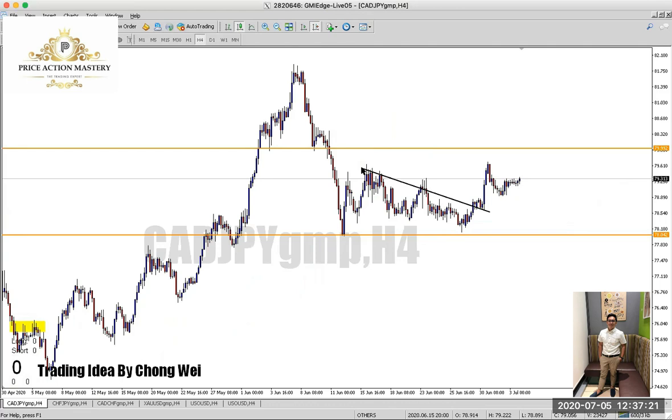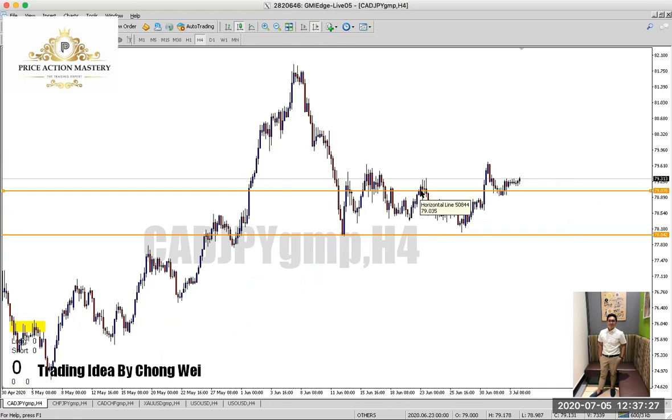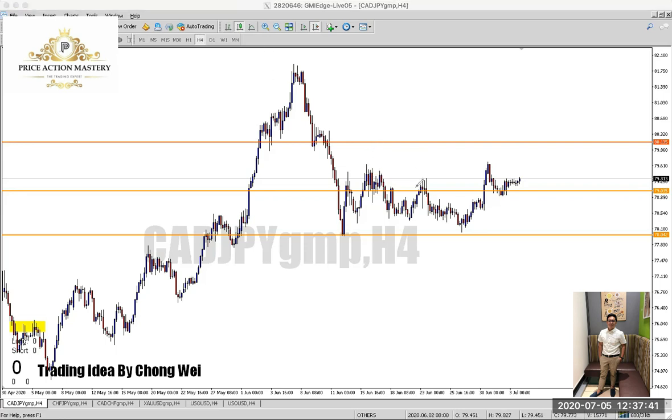Okay, so for CAD JPY, this will be the level for us to go in for a buy. The market has formed a very clear shoulder, head, shoulder. So I'll be looking for a buy in this trade, CAD JPY. All the lines I've drawn are basically our key lines. So I will trade based on these key lines and wait until the market touches.